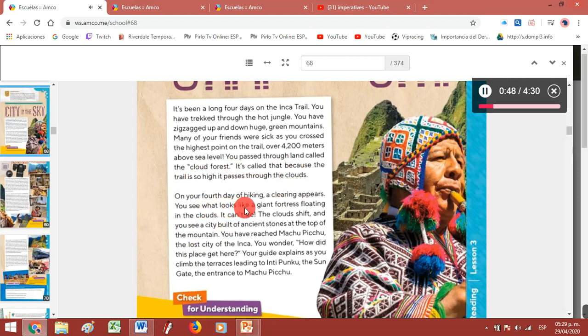On your 4th day of hiking, a clearing appears. You see what looks like a giant fortress floating in the clouds. It can't be. The clouds shift, and you see a city built of ancient stones at the top of the mountain. You have reached Machu Picchu, the lost city of the Inca. You wonder, how did this place get here? Your guide explains as you climb the terraces leading to the Inti Pungu, the Sun Gate, the entrance to Machu Picchu.